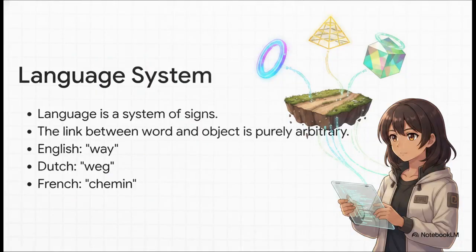Then there's Ferdinand de Saussure, who essentially proved that language is just a system of arbitrary codes, totally stripping away the spiritual magic of words and revealing them as pure, interchangeable structure. Think about it. There is absolutely no natural spiritual link between the word "way" and the physical dirt path you walk on. If there were, every language would use the exact same word. But we have "way" in English, "weg" in Dutch, and "chemin" in French.